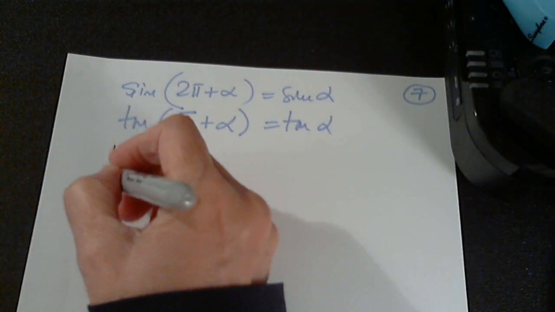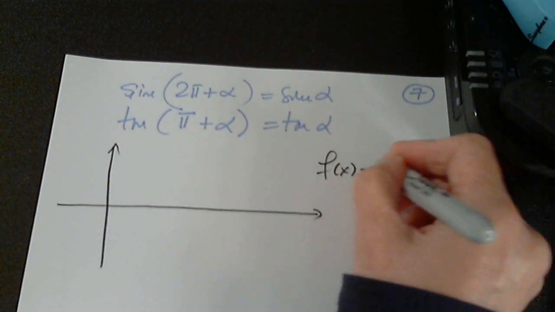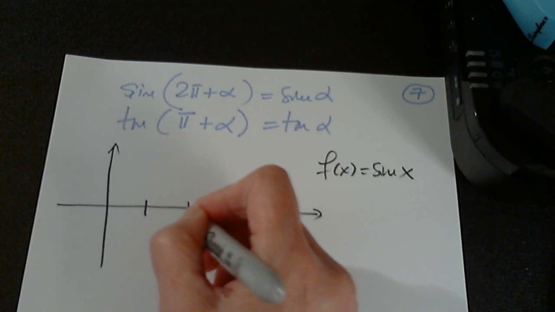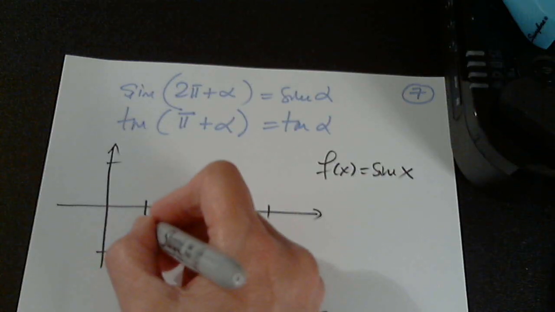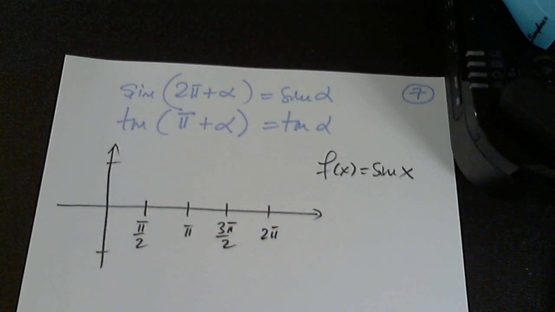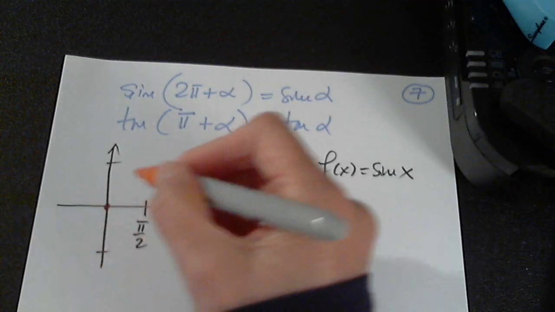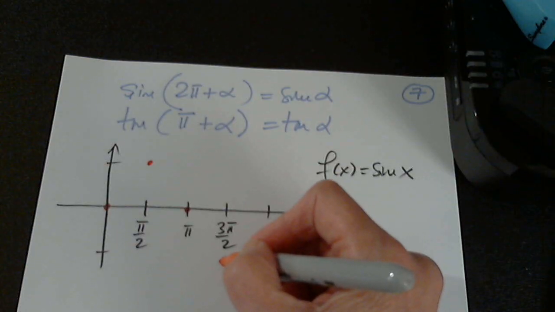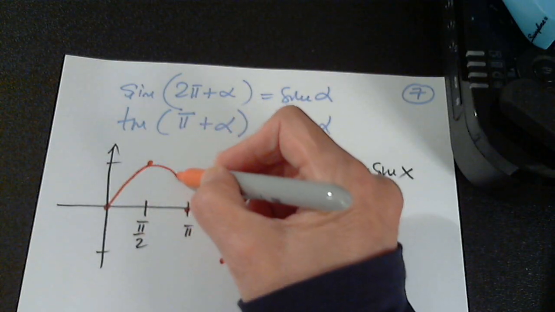So when we graph f of x equals sine x, I have pi over 2, pi, 3 pi over 2, and 2 pi. Here's what happens. Sine of 0, I know is 0. Sine of pi over 2, I know is 1. Sine of pi, I know is 0. Sine of 3 pi over 2, I know it's -1. And sine of 2 pi is 0. So here's the graph.